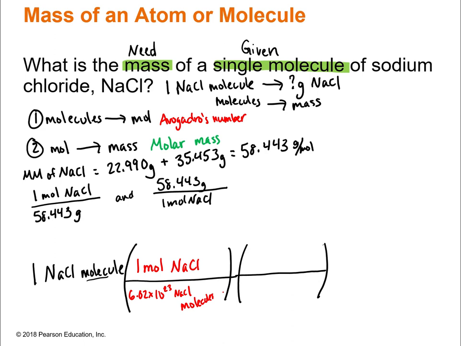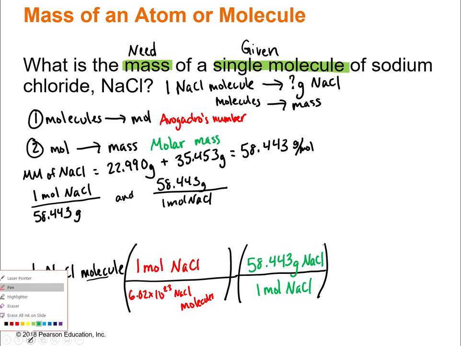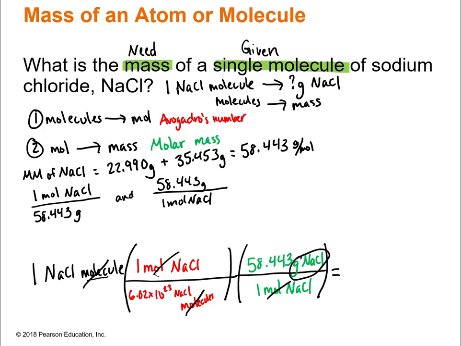So we've got that unit factor. Now we need to go from moles to mass, which is grams. You put the grams on top and the moles on the bottom. When you put that into your calculator, you're going to get something very, very small.